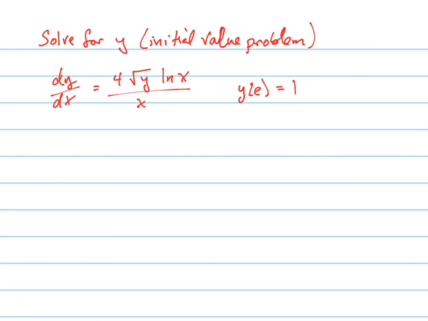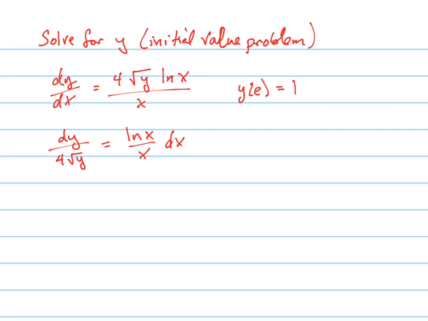Okay, so we have an initial value problem, and they even give us a suggestion of separating the variables. So that's exactly what we're going to do. We're going to put the x's on the right side and the y's on the left side. So I'm dividing by 4 root y, and I'm multiplying by dx.